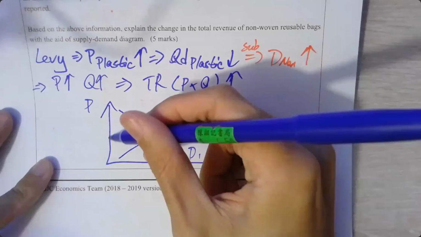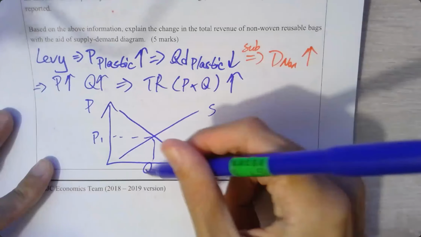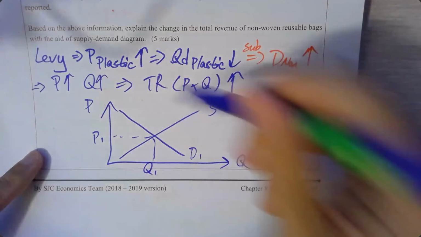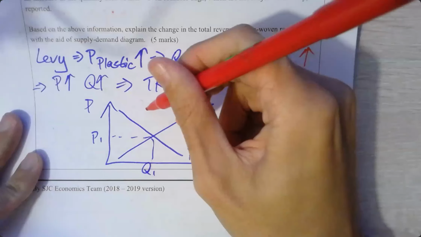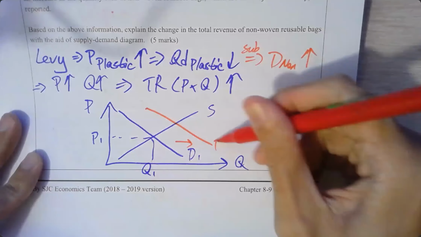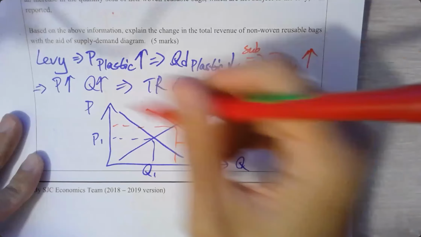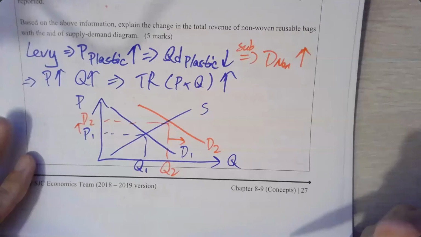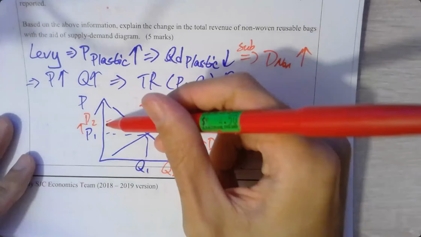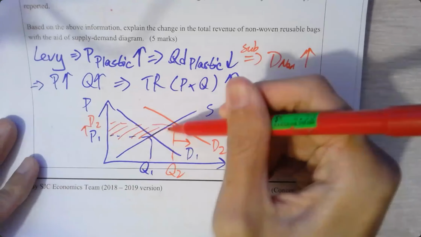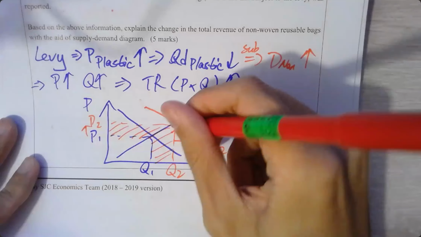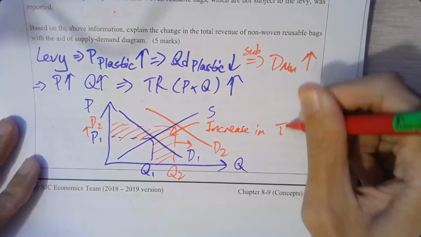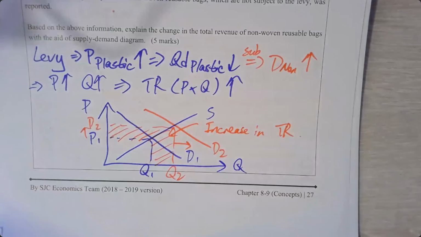Okay? P1, Q1. Now demand increases, D1 to D2, to P2, Q2. Then if you want a better presentation, shade this area and call this increase in total revenue. Okay?